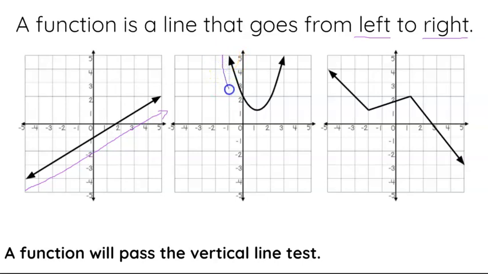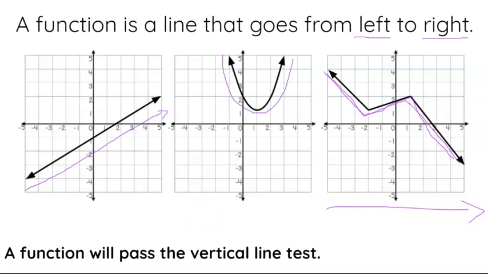Here we can see it goes from left to right. Here we can see it goes left, and we still keep moving to the right. Even though we changed direction, we went down, up, down, we still kept moving from left to right.